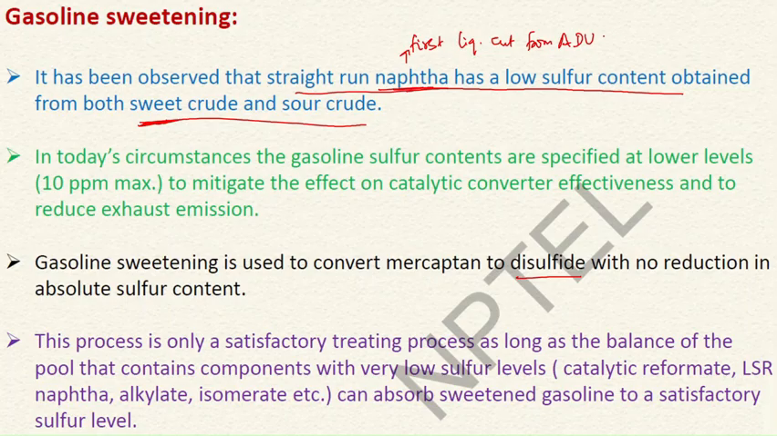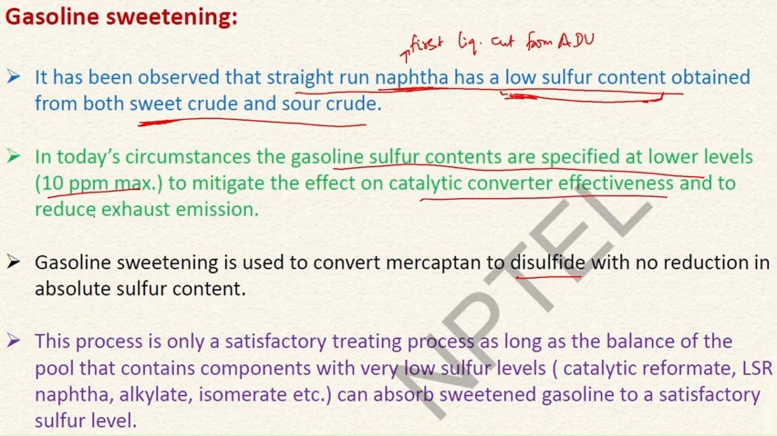So it is one of the lightest cuts. In the lightest cuts, sulfur is also present, but in a very small amount. So we can say this naphtha consists of low sulfur content. In today's circumstances, the gasoline sulfur contents are specified at lower levels, almost at a max of 10 ppm, to mitigate the effects on catalytic converter effectiveness and to reduce exhaust emission.